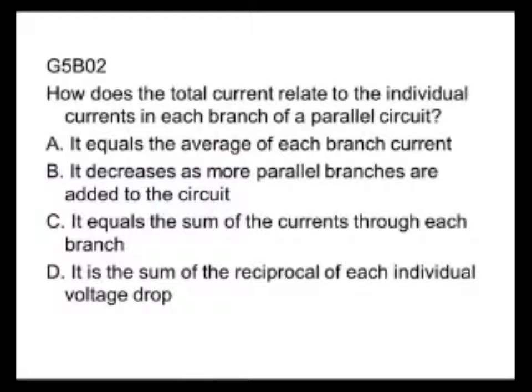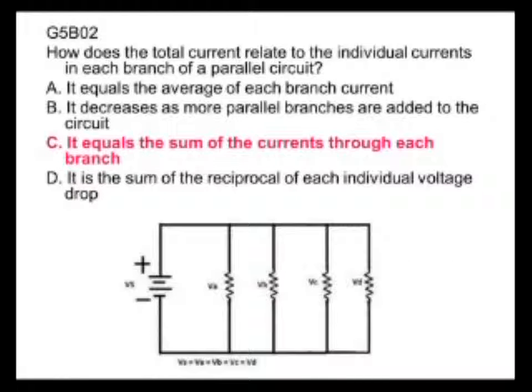How does the total current relate to the individual currents in each branch of a parallel circuit? It equals the sum of the currents through each branch. So here I've got a branch circuit with parallel resistors in it, and the total current going through this wire here is going to be the sum of the current going through here, plus here, plus here, plus here. Okay? So in a parallel circuit, the total current equals the sum of the currents through each branch.